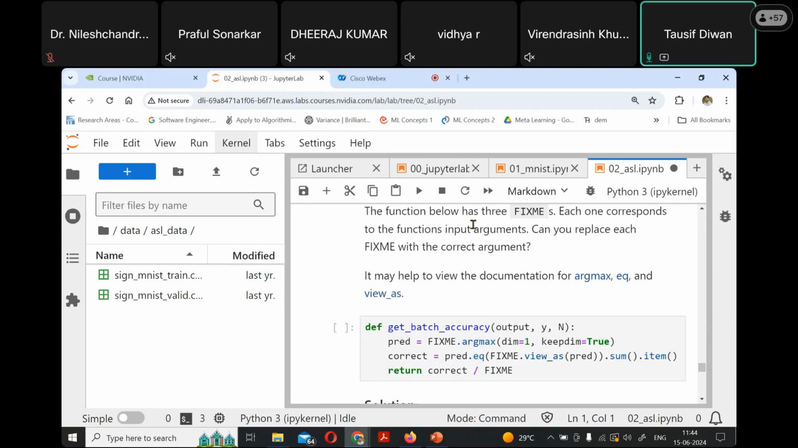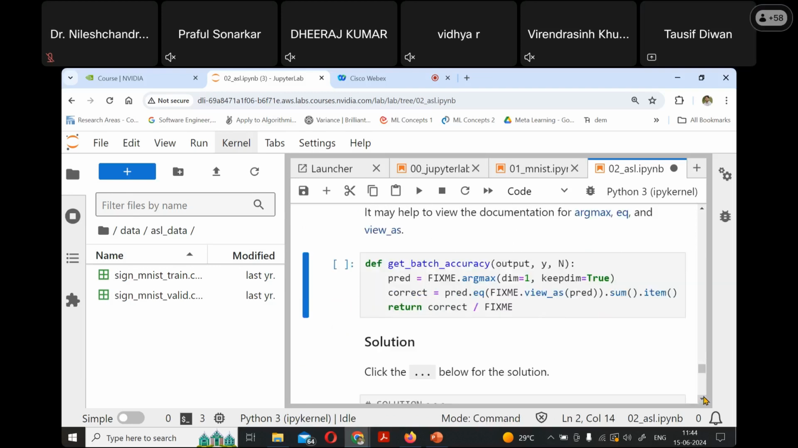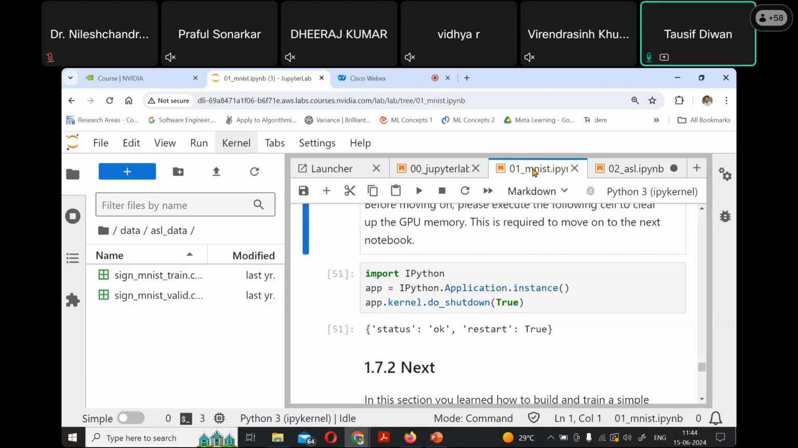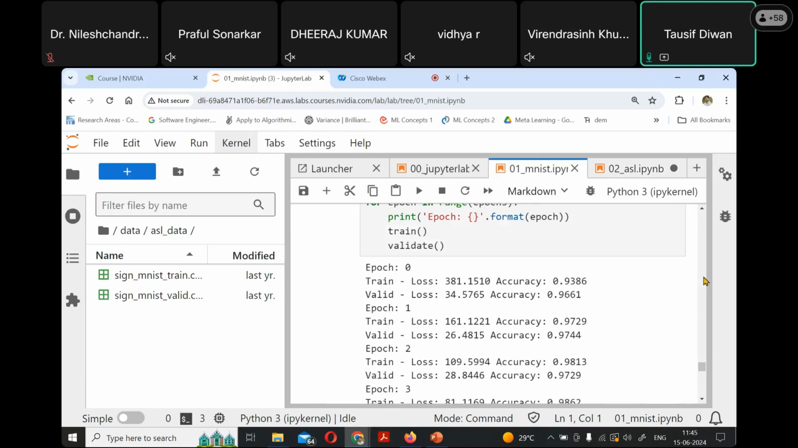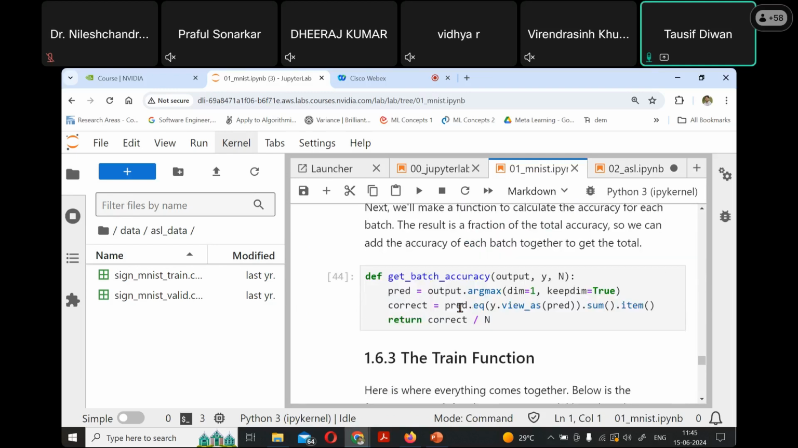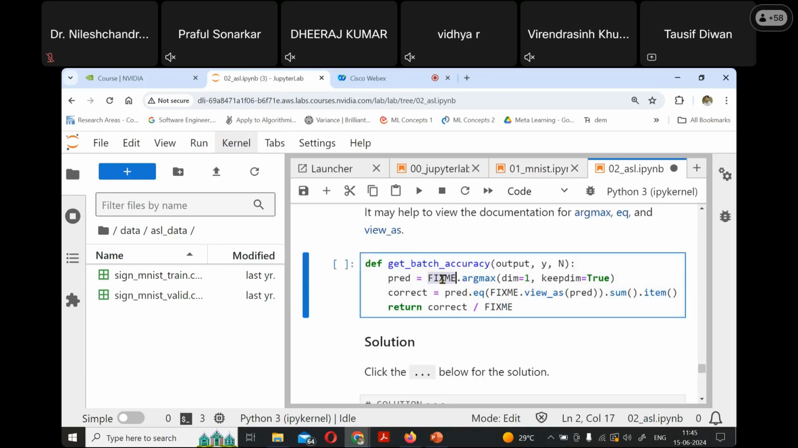Here see, the function below has three FIXMEs. This is one, this is second one, and this is third one. If you remember what was there in the previous FIXME, then you should replace this FIXME with those things. If you are not very comfortable at this point of time, you can see the solution, or otherwise you can see the previous cells. See here, the batch accuracy is there. This is my batch accuracy. output.argmax. So here this FIXME should be replaced by output.